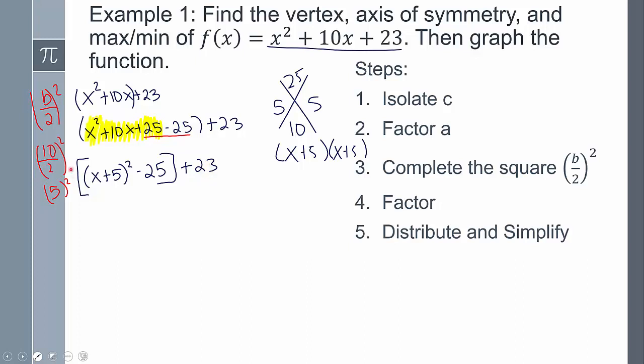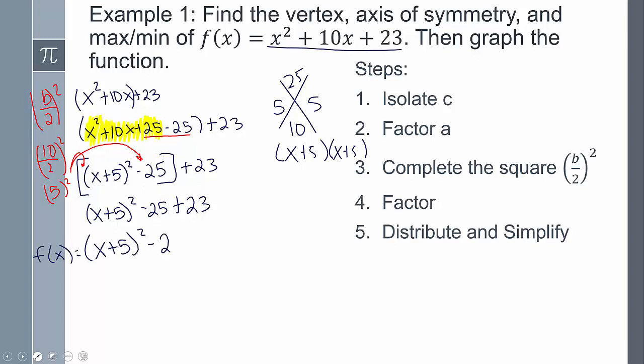Now sometimes we might have a number in front. If we do, we have to distribute that to both of these values. Well, it's just a 1, so I'm technically just multiplying everything by 1. And so 1 times this is the same thing. 1 times negative 25 is the same thing. The negative 25 and the 23 will now add together. And so, voila, it's now in graphing form. And so now my h is negative 5, my k is negative 2, and I can go through and do whatever it is that I need to do.